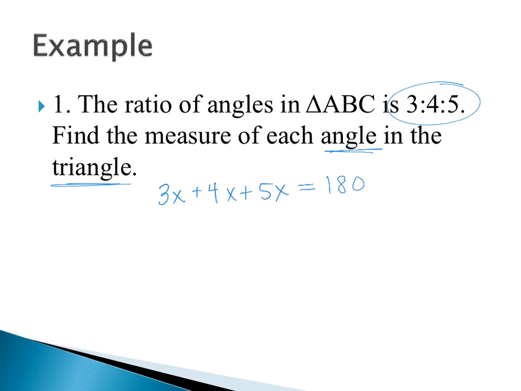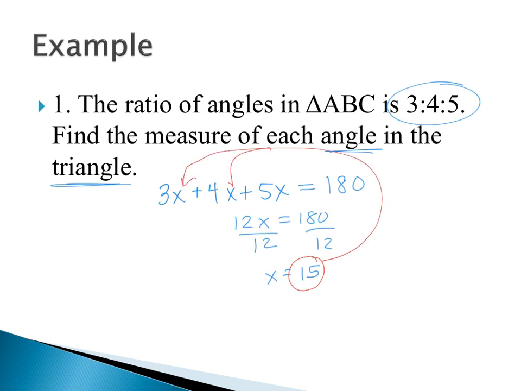So if you combine your like terms, you have 12x equals 180. Divide by 12. X equals 15. But you're not done. It says find the measure of each angle. So we have to take the 15 and plug it in here and here and here.